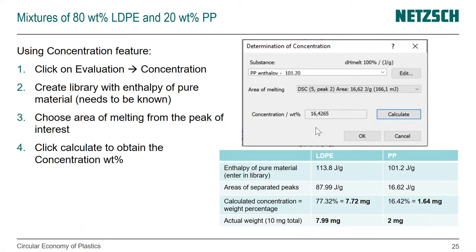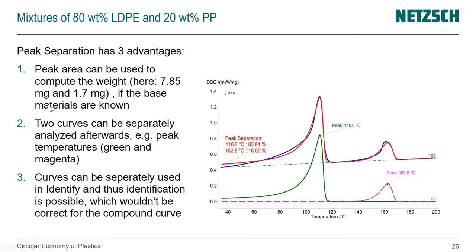For this study, I think it's a discussion we should have of how we can create libraries like that to have a good idea and be accurate in predicting the weight percentages. So this is the first advantage that we have, that we can compute the weight. And the other advantage is that the two curves can be separately analyzed afterwards. So we can, for example, analyze the peak temperatures, but we can separately use them in this identify database. And so identification is possible, which wouldn't be correct for the compound curve.